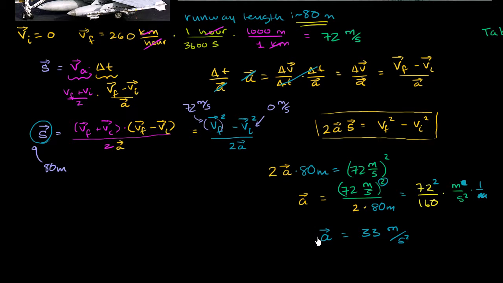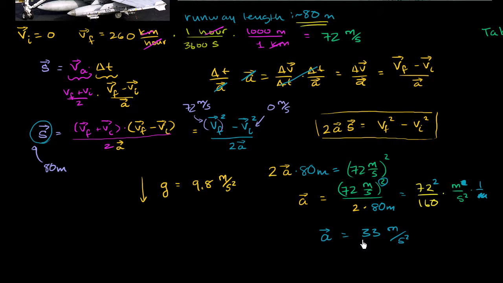And just to give you an idea of how much acceleration that is, if you are in free fall over Earth, the force of gravity will be accelerating you. So g is going to be equal to 9.8 meters per second squared. So this is accelerating you three times more than what Earth is making you accelerate if you were to jump off of a cliff or something.